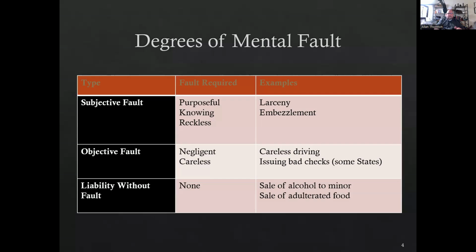The last one, and this one really and truly does apply to businesses, probably more than it does individuals, the liability without fault issues. It doesn't require fault of an individual with these. It is the sale of alcohol to a minor, the sale of adulterated food, the type of things that are causing harm in what you do. There's a law that specifically says not to do it.